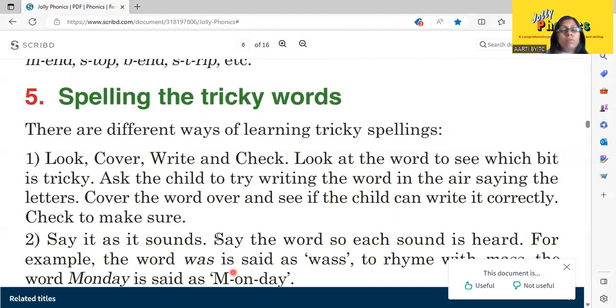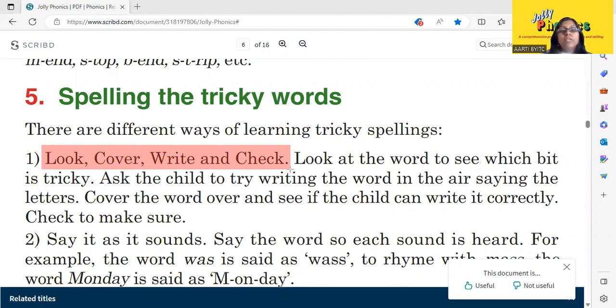Now look, cover, write and check. Very simple. I just want to put it in the box for your help. Look, then cover, then write and then check, right? Seems like a very old one. So looking at the word, I'm doing visual learning to see which bit is tricky, which part is tricky in the complete word.